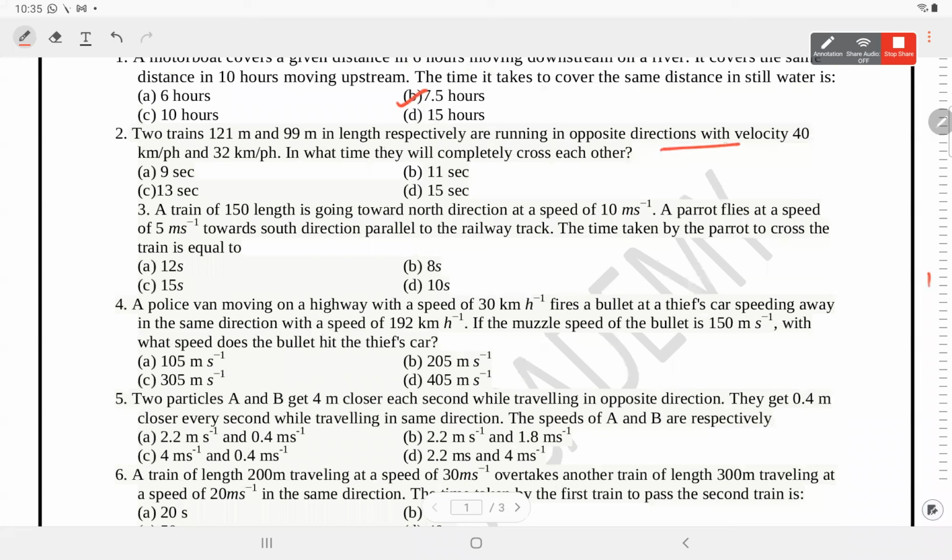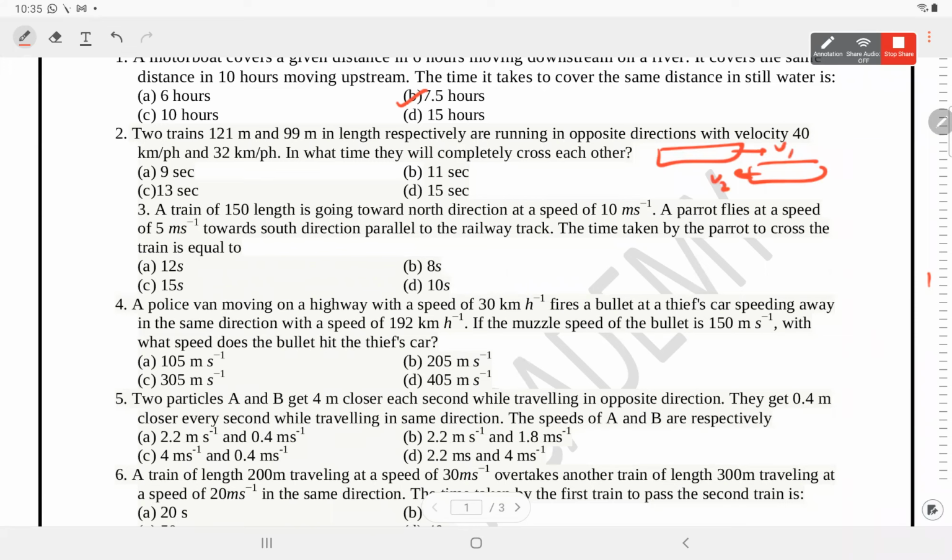Two trains of lengths 121 and 99 meters are moving in opposite directions with velocities 40 and 32. Since they move in opposite directions, the relative velocity will be added. Relative separation is L1 plus L2, and then we divide by V1 plus V2. Relative velocity will be added, relative distance will be added, so it will be 121 plus 99 divided by 40 plus 32, and we will change units later.